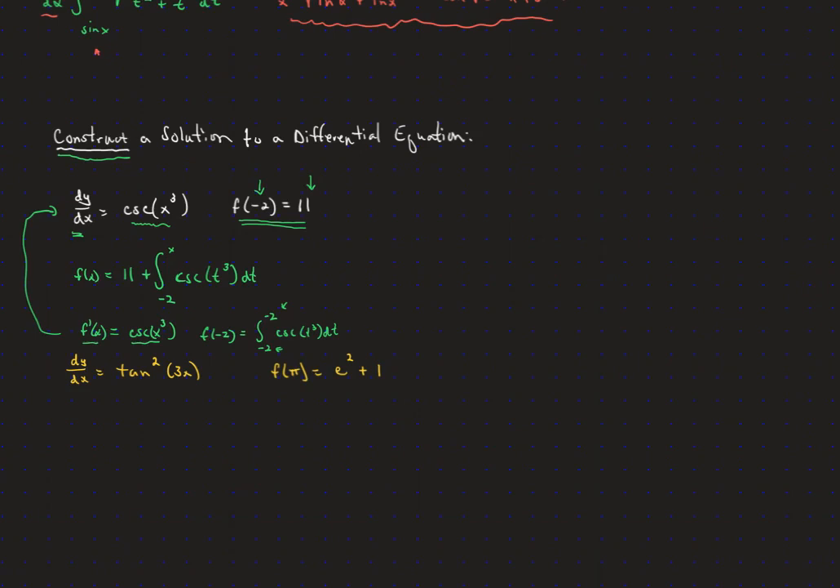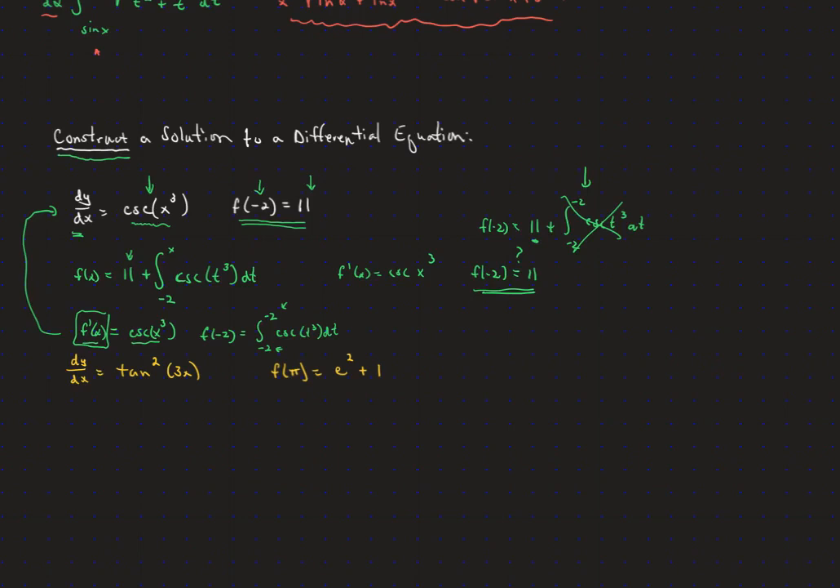I want it to be 11, so I will just make it 11 by adding in that constant. Now, does that 11 change the derivative? No, because the derivative of that constant is just 0. So f prime of x still is exactly what we want. It's going to be that cosecant of x to the third. That satisfies the differential equation. Does f of negative 2 equal 11? Well, when you plug in negative 2 into our function, we're going to get 11 plus the integral from negative 2 to negative 2 of cosecant t cubed dt. An integral from a to a is 0, and that makes f of negative 2 equal 11. It works. This is exactly what we want.